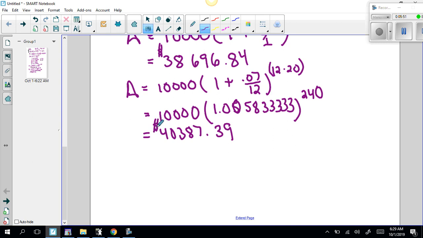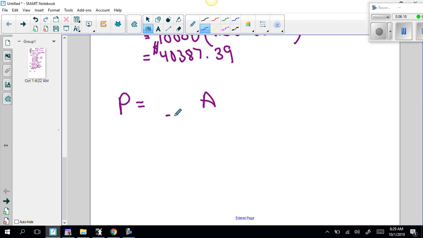And then yearly, you do the exact same thing. I mean, daily, you put a 365 in where the 12 is. Do the same thing. The other problem is basically you're trying to isolate P, so P equals A over 1 plus R over M to the MT. All I did is manipulate the formula.